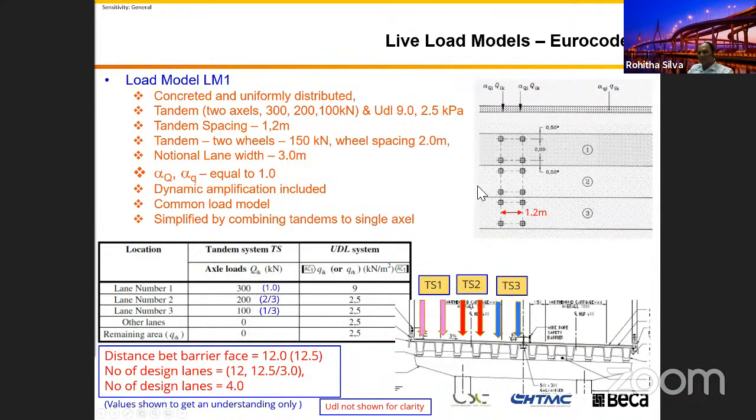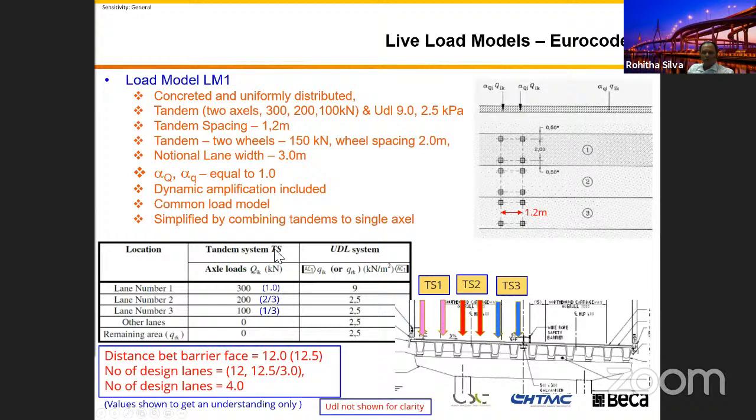Then I will go to the example we discussed before. The distance between our barriers, the bridge barriers, in the previous one, 12 and 12.5. Before, our width of the design lane was 3.2, but in this case 3 meters. Then if you divide this one by our number of design lanes or notional lanes, if you calculate this one, it works out to be 4.